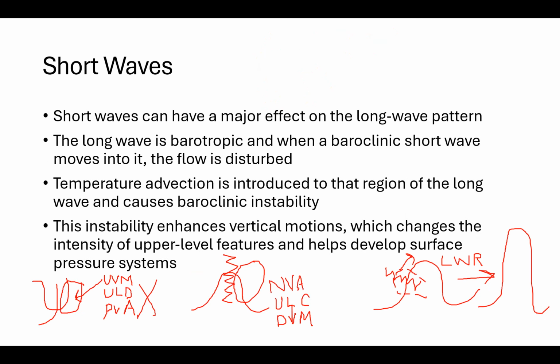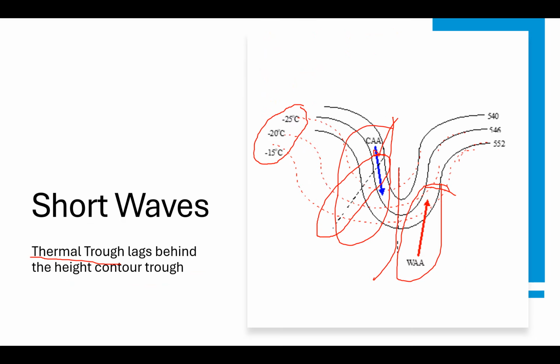And then short waves, we talked about them in today's training video. We talked about moving through the long wave pattern. Out ahead of the shortwave trough axis, we have warm air advection and PVA. Behind a shortwave trough axis, we have NVA and cold air advection. You notice that the red dashed lines, the thermal trough, is offset from the height contour trough.